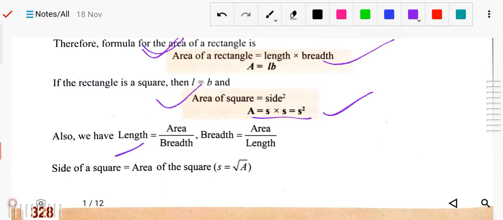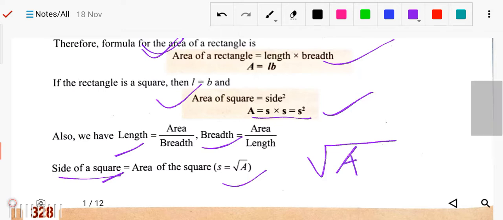So likewise the length you can find, the breadth you can find, the area, and the side of a square also you can find, which is called square root. This is called square root. So square root of a, got it, this is the square root.